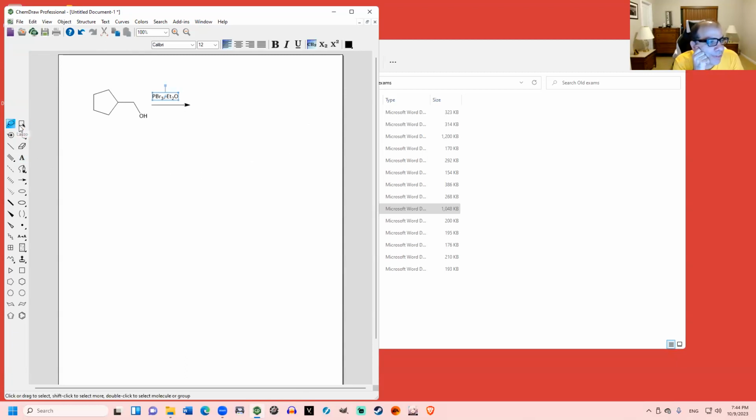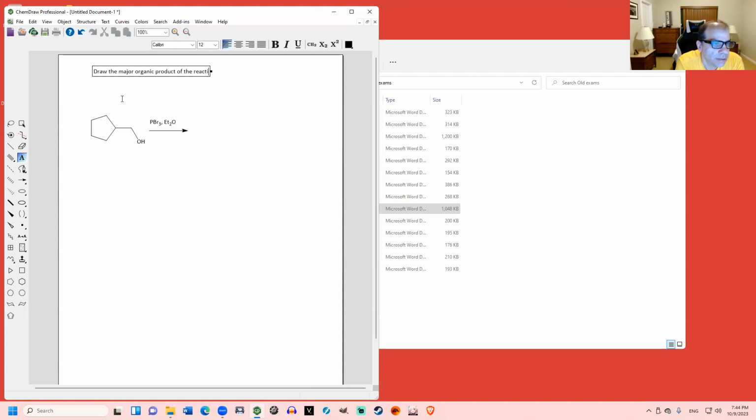That's a reaction we talked about in class. As to the wording of the question, it would say something like, draw the major organic product of the reaction. Just to clarify, I usually say something like, for full credit, your answer must be exactly one neutral organic compound. And there might be other directions on showing stereochemistry or the like.